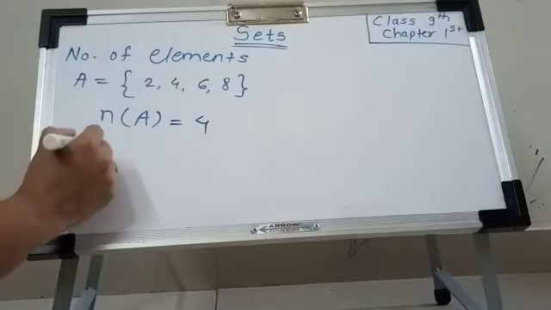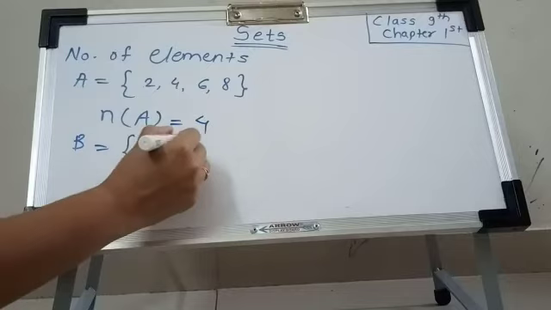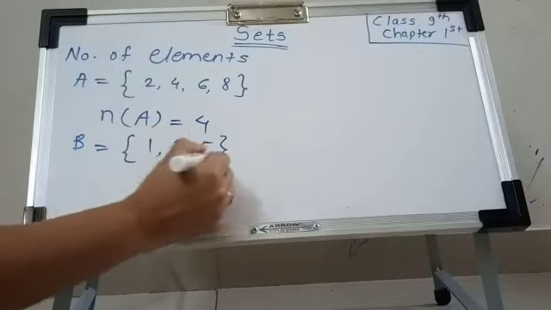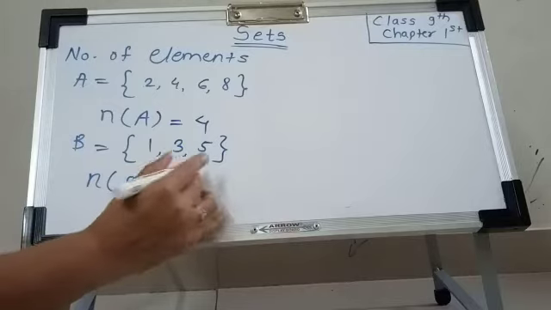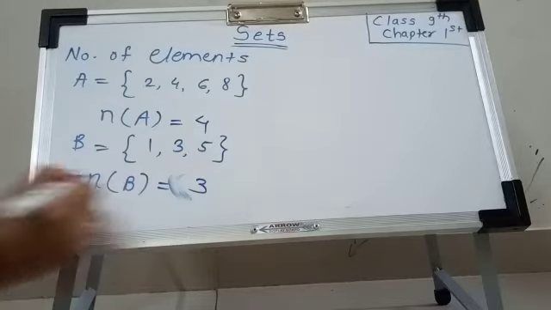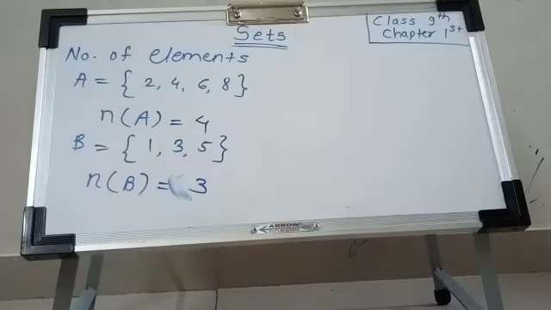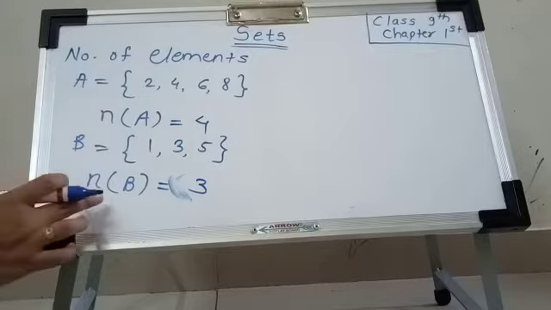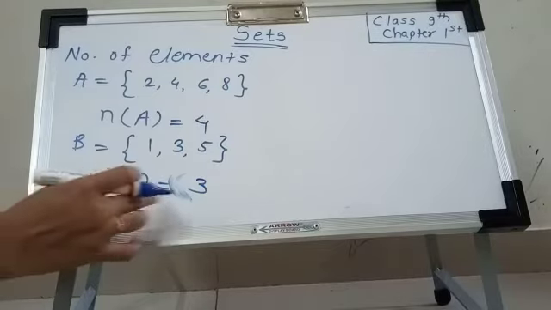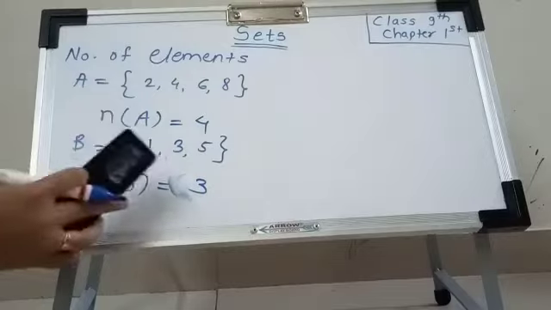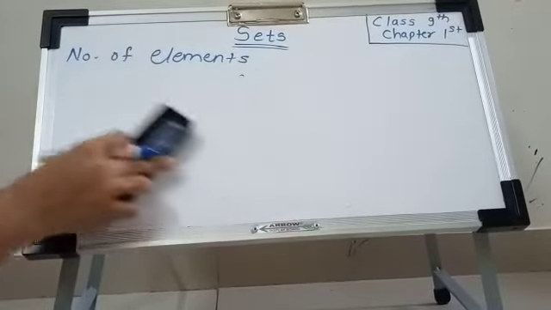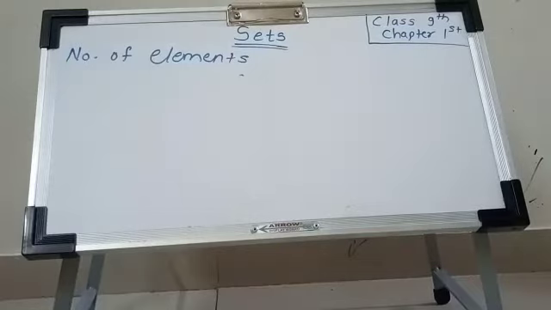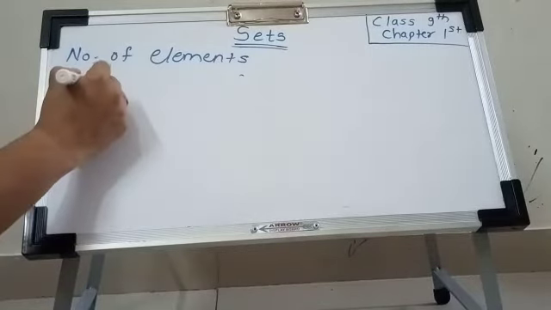When set B is equal to 1, 3, 5, then we can write the number of elements in set B is 3. Understand? N means number. Number of elements in B is 3, number of elements in A is 4. This is the formula for number of elements.